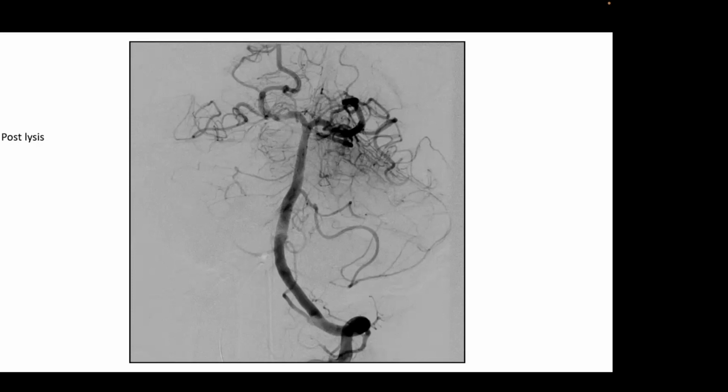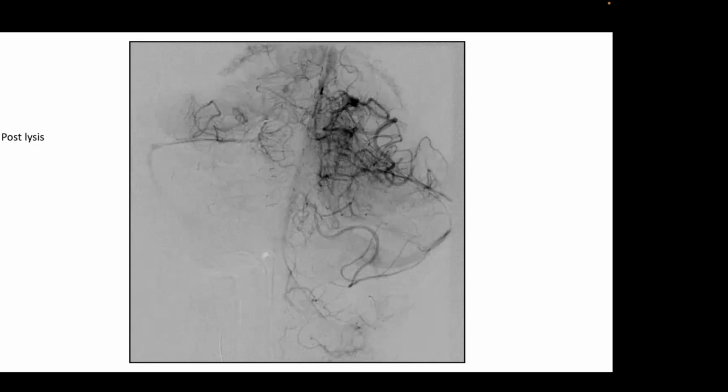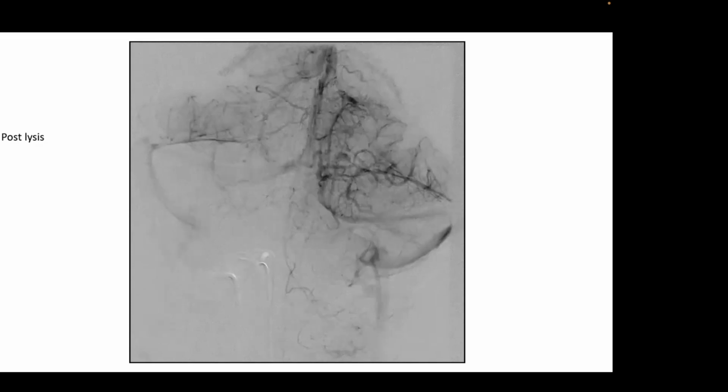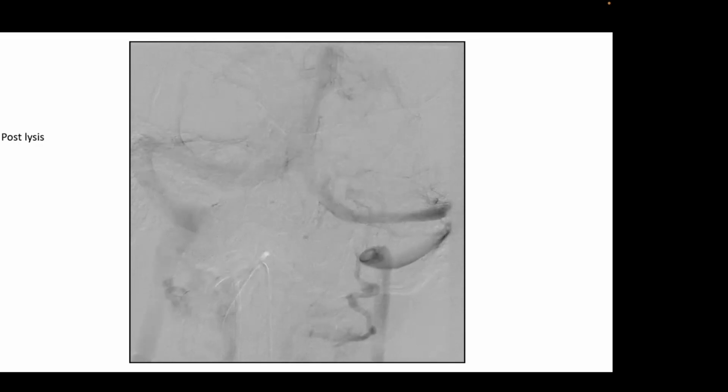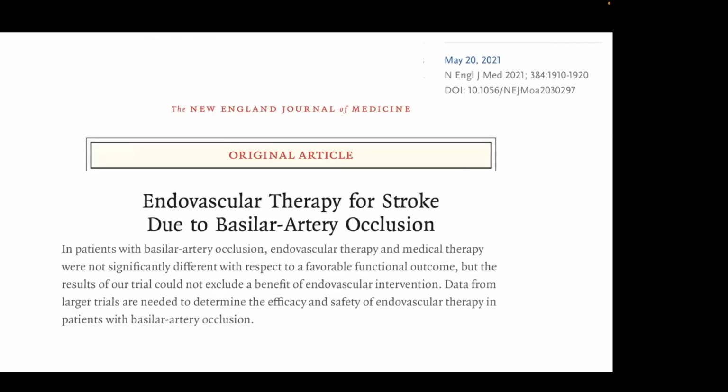And so these patients, I like to say they all do well, but that's not true. And I'll just bring your attention to this. This was from 2021, New England Journal of Medicine. And this was a study looking specifically at this basilar artery occlusion situation.